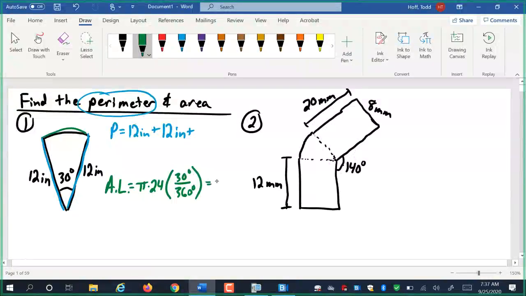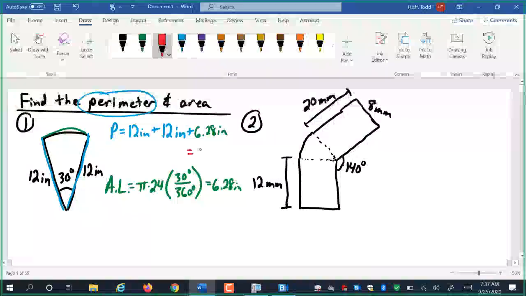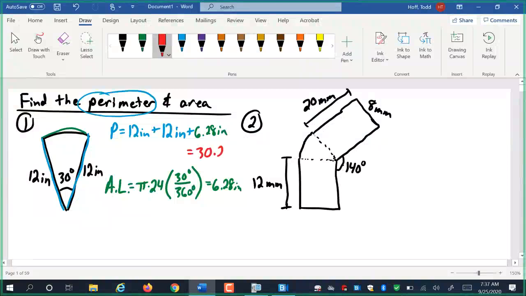Which I believe gives us 6.28 inches for that arc. So we add that to our 12 and our 12. We get a total here of 30.28 inches for our perimeter.